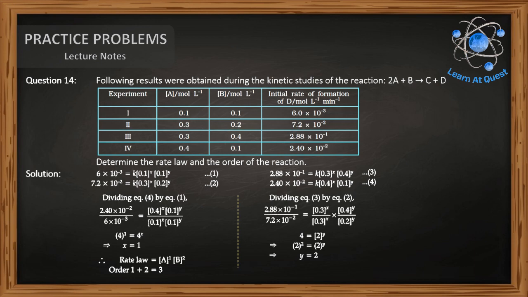When we substitute these values of X and Y in the rate law, we get the rate law equals concentration of A raised to 1, which is X, multiplied by concentration of B raised to 2, which is Y. Also, the order of the reaction is the sum of these two exponents, which is 1 plus 2, that is equal to 3. Hence, it's a third order reaction.